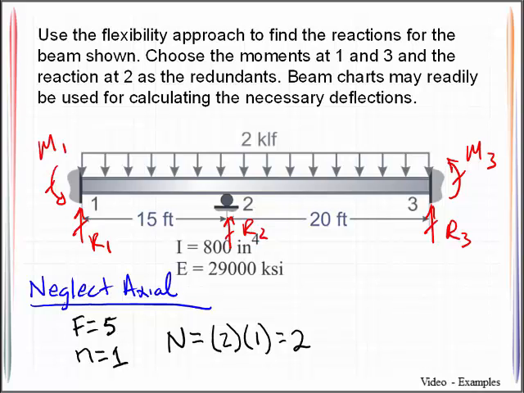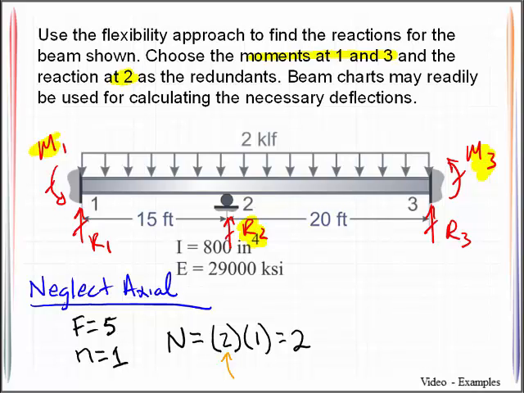Remember that if I'm neglecting axial, I do not have access to the sum of forces in the x equation. I only have access to the sum of forces in the y and the sum of moments, and that's why I only have 2 equations of equilibrium there. Indeed, the problem statement actually tells me that I can choose the moments at 1 and 3, so that's this and this, and the reaction at 2 as my redundants. Then I'm going to need to go ahead and apply the flexibility approach to identify those 3 reactions.